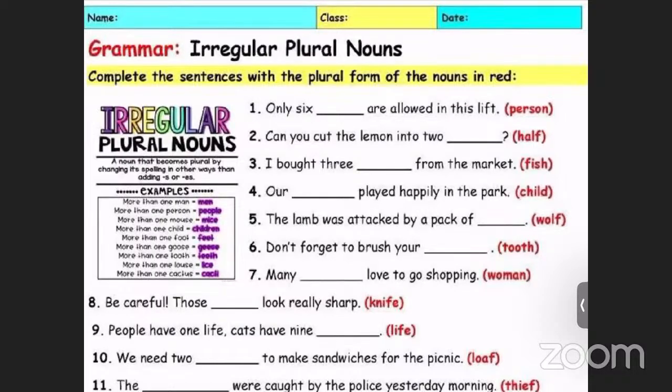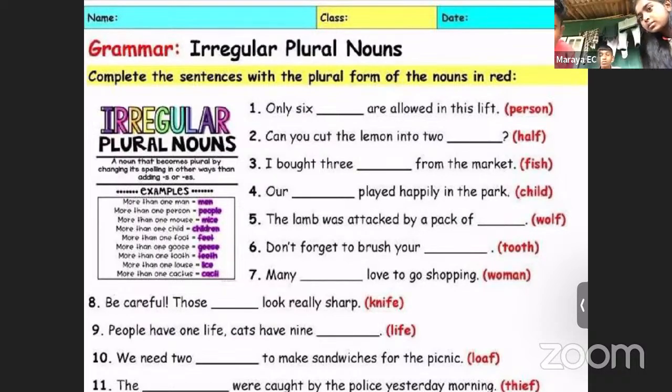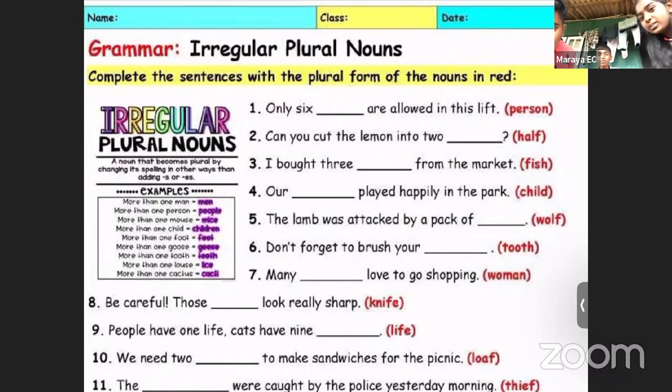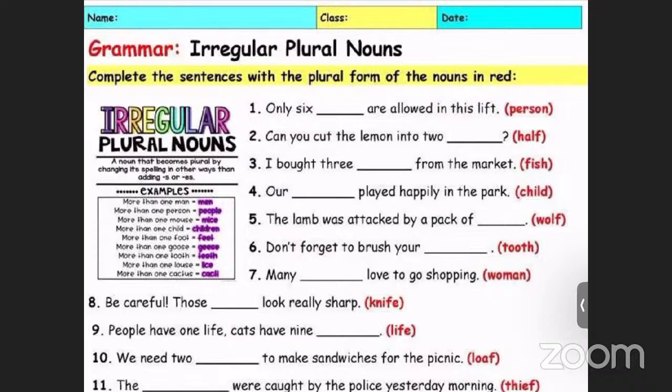Be careful. Those knives look really sharp. That's right. Thank you. Be careful. Those knives look really sharp. The F changes in knives, huh? Okay, wonderful. Number 9. People have one life. Cats have 9 lives. Thank you. Number 10. Let's finish with that.